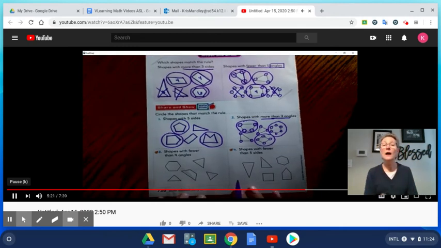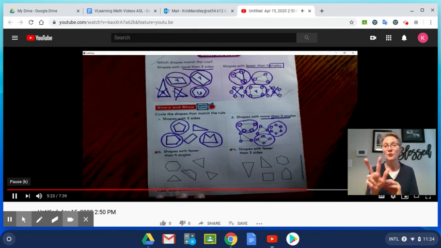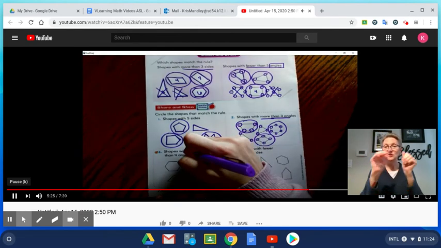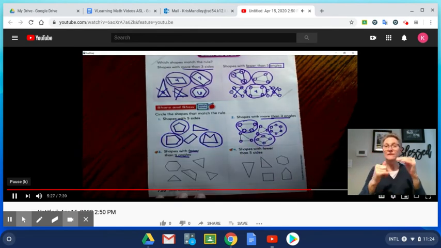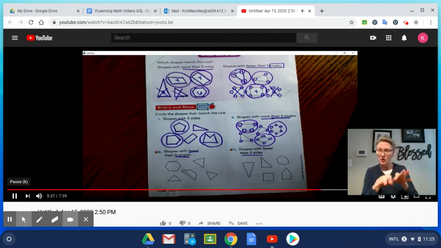Take a look at numbers 3 and 4 here. Shapes with fewer than 4 angles. And number 5 says shapes with fewer than 5 sides. So you have to remember when you're reading these directions what you're looking for. Are you looking for angles or are you looking for sides? Okay, so in 3 you're looking for angles and in 4 you're looking for sides.